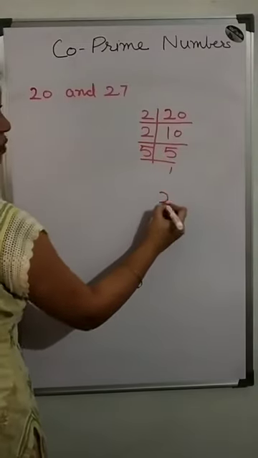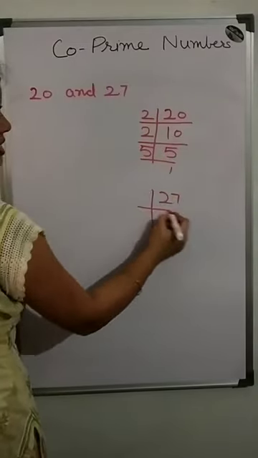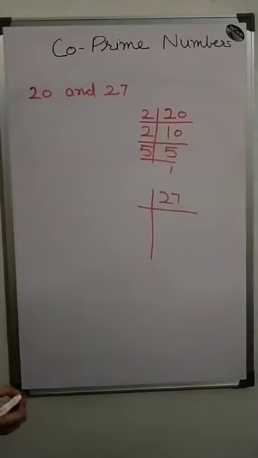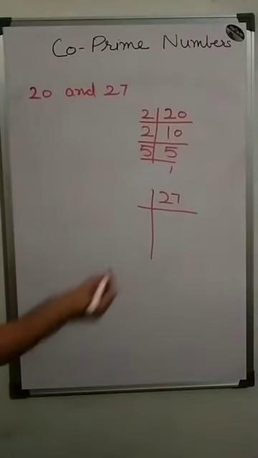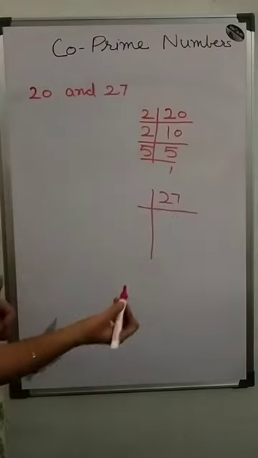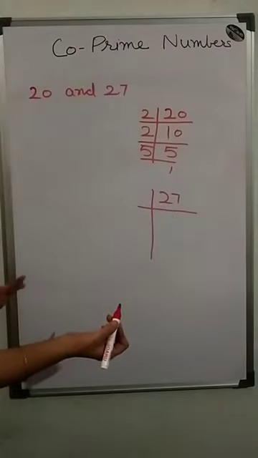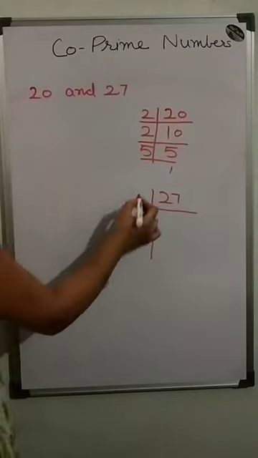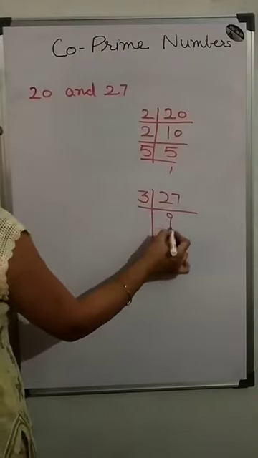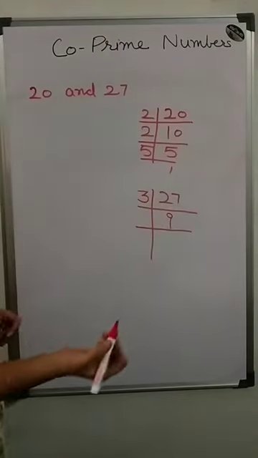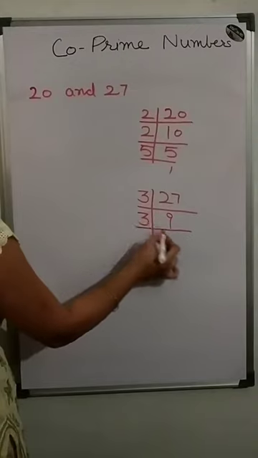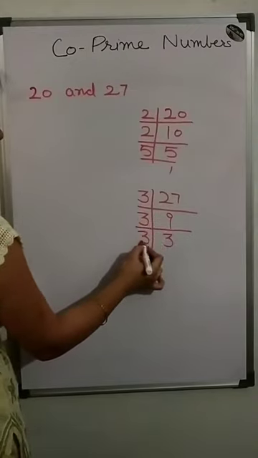Now calculate for 27 also. Because 27 is an odd number, it is not divisible by 2. So just see, 7 plus 2 is 9. 9 is divisible by 3, so we can divide it by 3. 3 nines are 27. 9 is again divisible by 3, so we can divide it by 3. 3 threes are 9, and then 3 ones are 3.